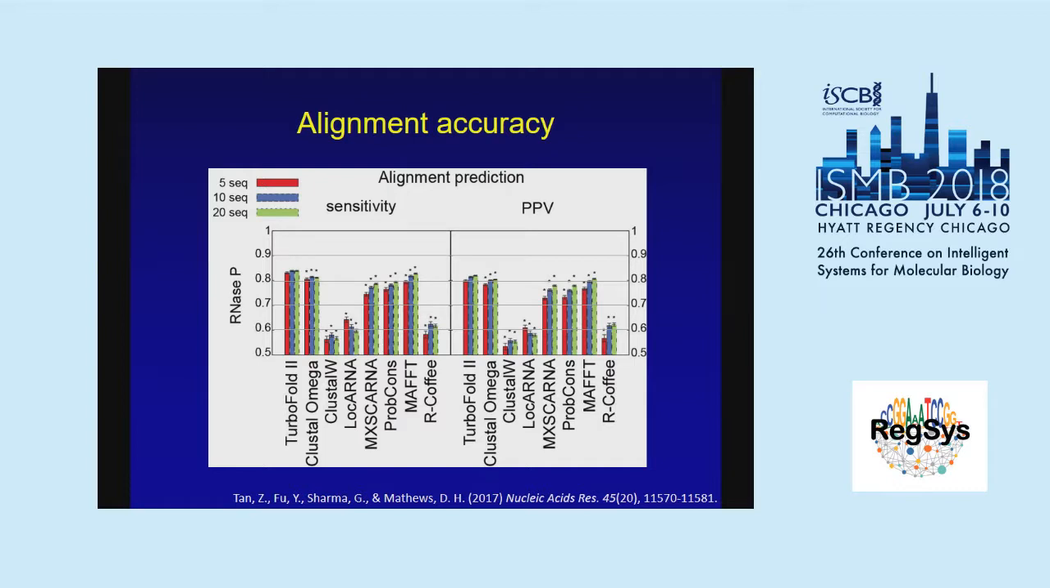Here's the alignment sensitivity and PPV for the family RNase P. Here, TurboFold 2 is benchmarked with several other leading alignment tools, and the star means the difference is significant. So TurboFold 2 shows improvement compared with other tools. And a general trend seen here is that by using more sequences as the input, the accuracy is improved.